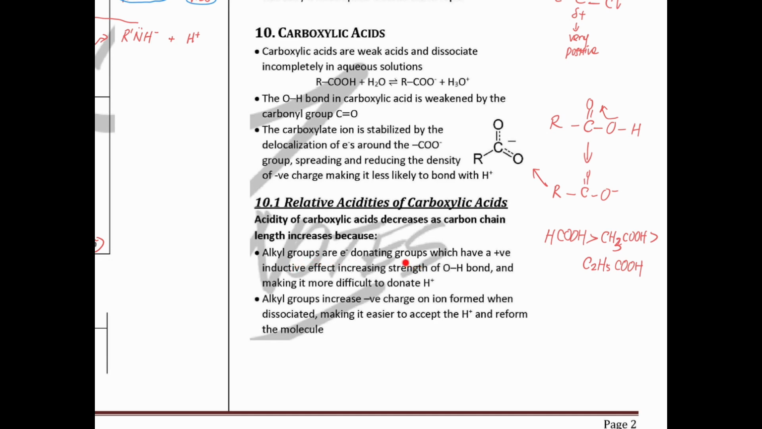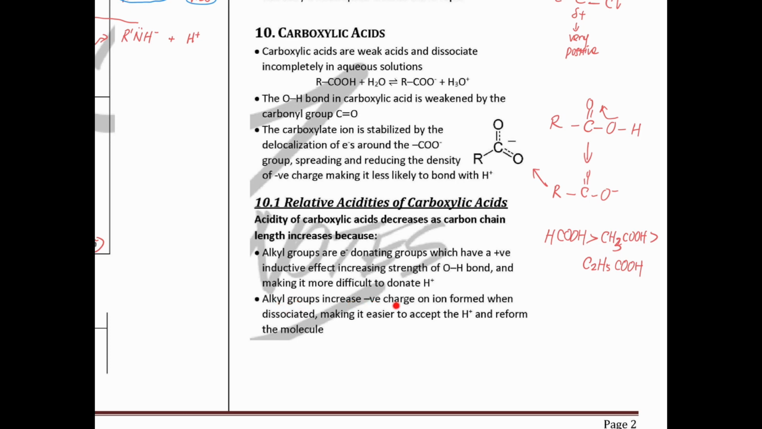Alkyl groups are electron donating groups. Alkyl group, this one, C2H5 or CH3, these are the alkyl groups. They are electron donating groups, which have a positive inductive effect, which means they donate electrons to the right hand side and they themselves become positively charged. So C2H5 donates electrons to the right and itself has a delta positive charge. So that is the positive inductive effect, increasing the strength of OH. Imagine that it donates electrons to the right, making this O more negative, and hence it can attract the H strongly.